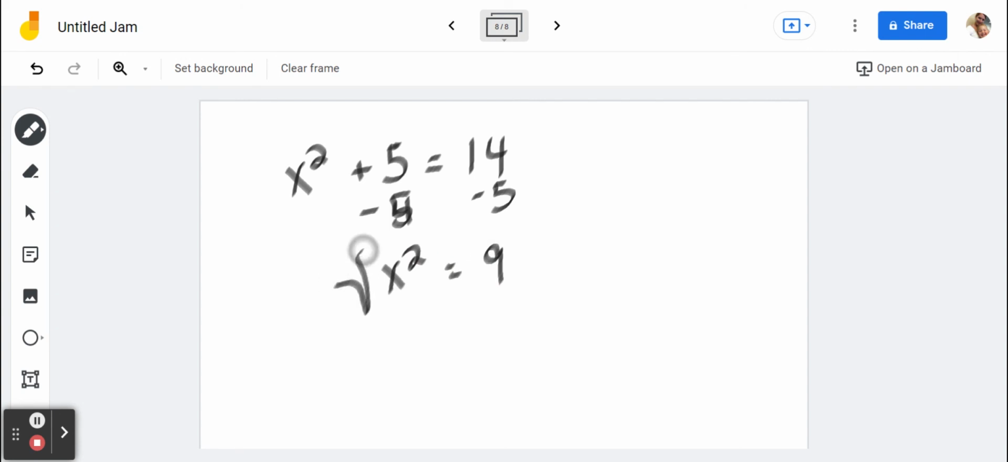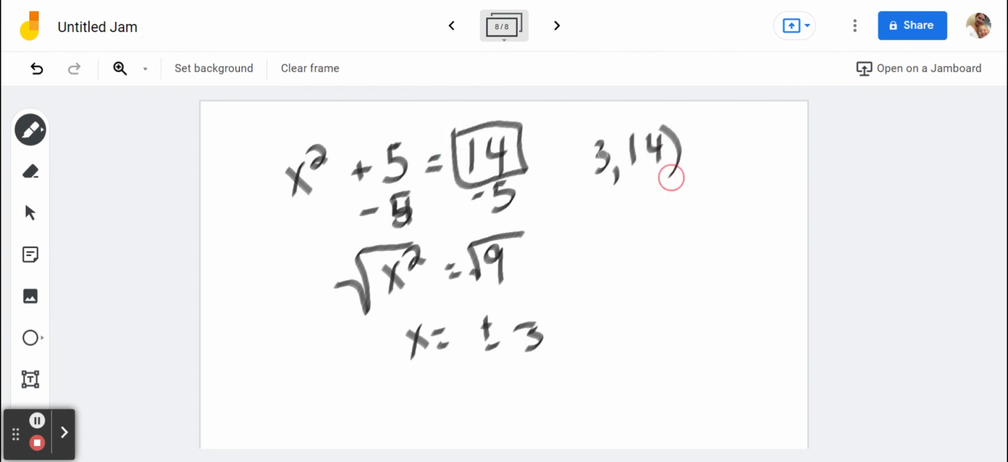Same, back to the same process. Square root here, square root here. This is plus or minus 3. And then this one is x equals, okay? So now I have 3 comma my singular number 14. Had this had an x, I'd have to substitute back in, but since it doesn't, I don't need to, okay? And there we go. There's our 2 solutions. And that's it. That's really all you're doing today.